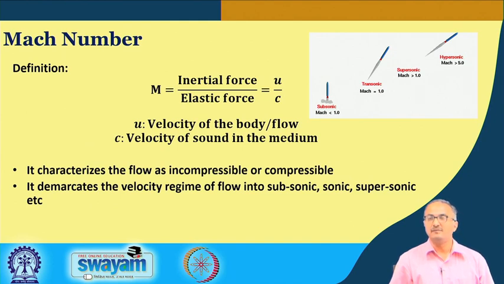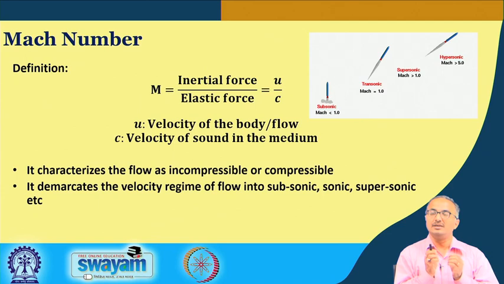Another very common number is the Mach number. The Mach number signifies what kind of flow we have, whether compressible flow or incompressible flow. Please understand that compressible or incompressible flow is different from a compressible fluid. A compressible fluid may undergo an incompressible flow. The Mach number is given as the ratio of the inertial to the elastic force.